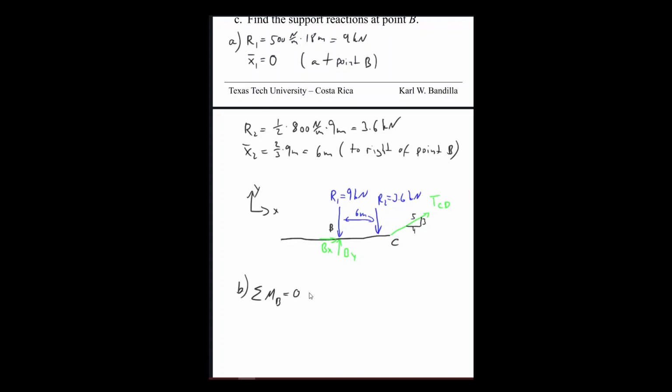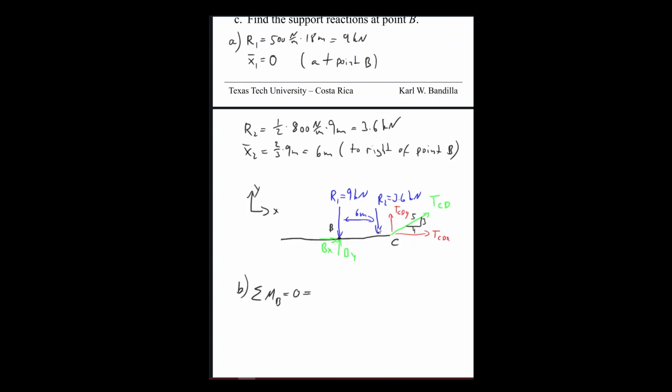Equal to 0 is equal to, now I think it's going to be easier to just take this and put it into its two components. So that'd be TCDx, TCDy. All right, so if we do a moment around B, that would be right here, then BX and BY act at the point, as does R1, so neither of those have any moment.